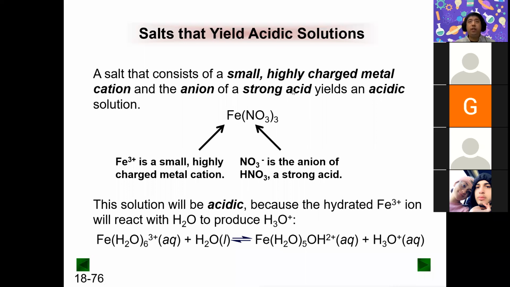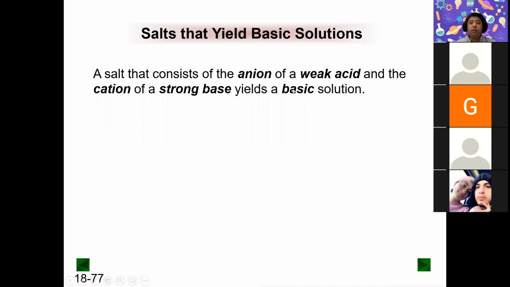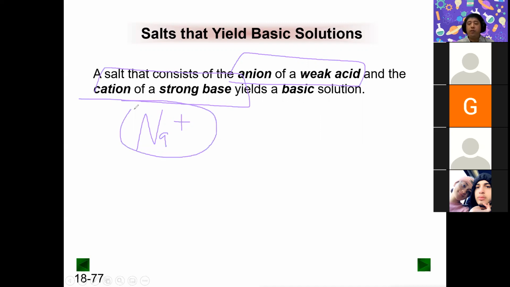Other scenario we're going to take a look at. Basic solutions. So here, if you notice the naming, we no longer have anion of a strong acid. We are now looking at the anion of a weak acid and the cation of a strong base. So if I use Na plus, for example, this has nothing to do with our water. It will not affect the water. It will not interact with anything. It will just stay put on its own.